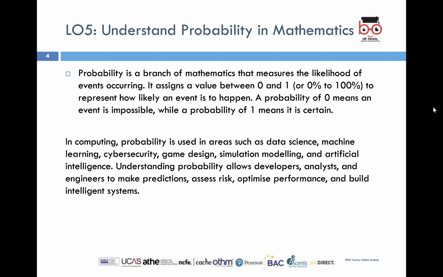A probability of 0 means that the event is impossible, while a probability of 1 means that it is certain. In computing, probability is used in areas such as data science, machine learning, cybersecurity, game design, simulation modeling, and artificial intelligence. Understanding probability allows developers, analysts, and engineers to make predictions, assess risk, optimize performance, and build intelligent systems.